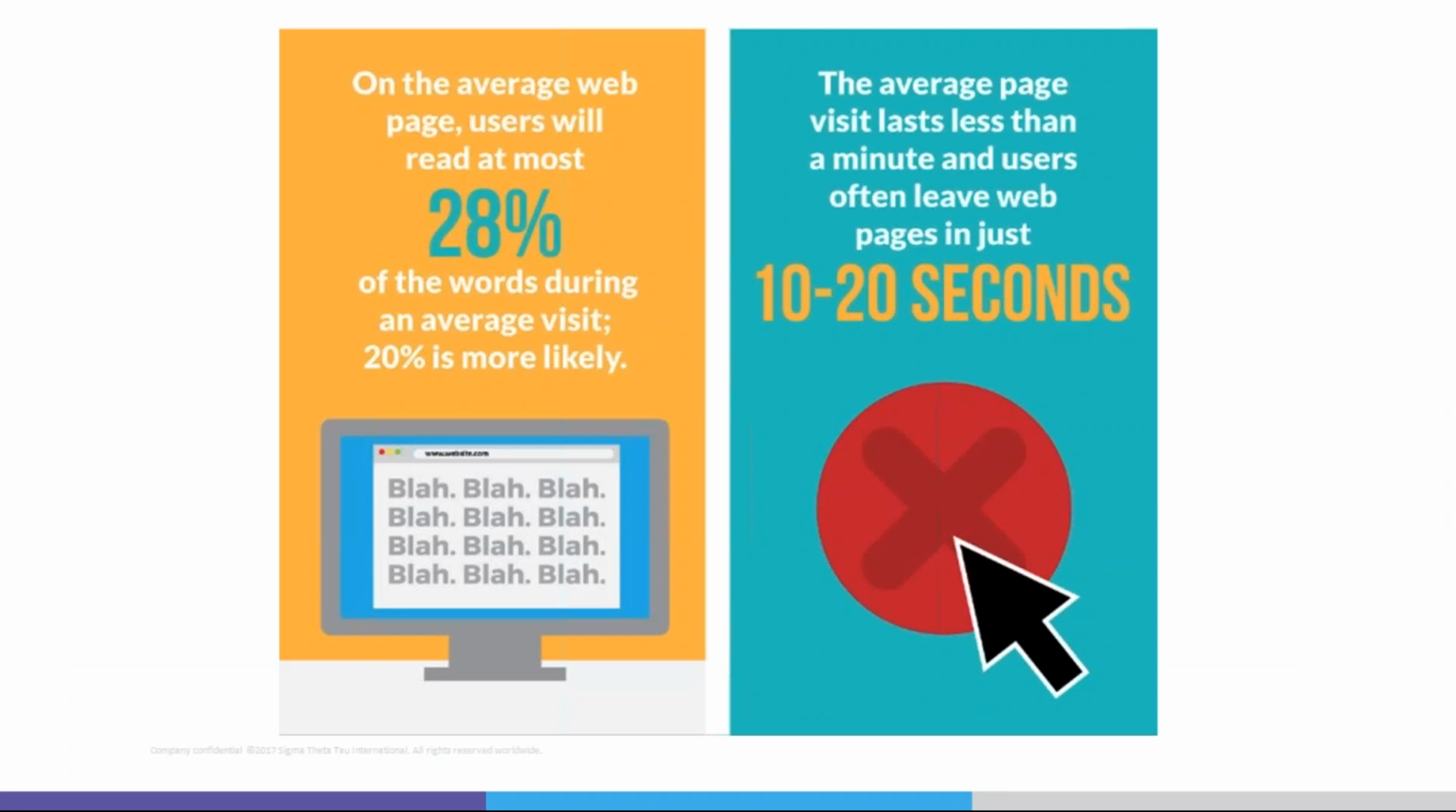And even though we live in a digital world, this does not mean that people will spend a lot of time on websites. On the average web page, users will read about 28% of the words, and the average page visit is less than 1 minute. Users often leave the page in just 10 to 20 seconds. In the next few minutes, my goal is to provide you with strategies and tools to help you overcome these obstacles.